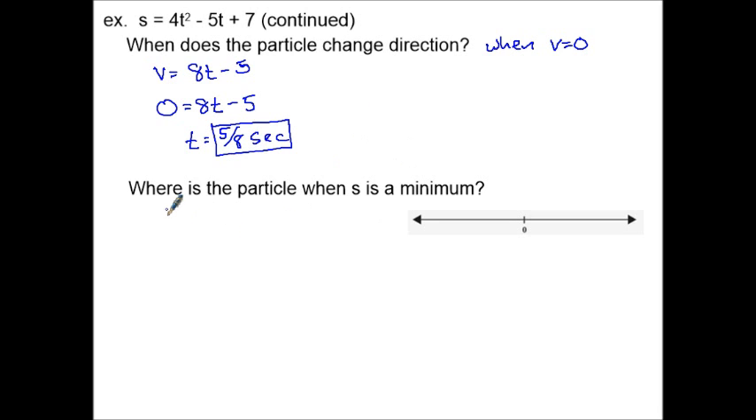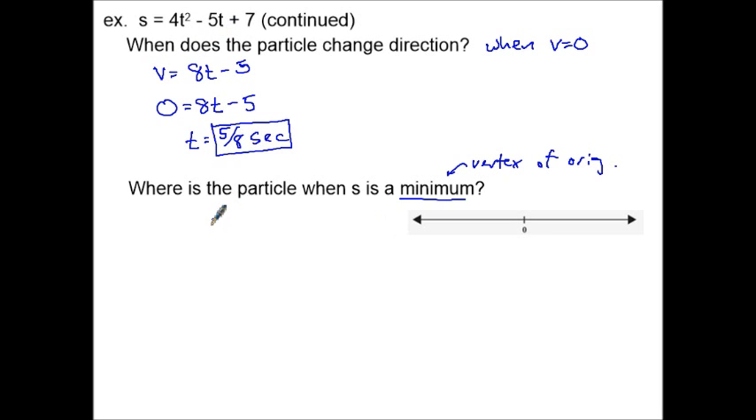Then if I want to know where the particle is when s is a minimum, I can use the fact that I know what this thing looks like if I were to graph it. Clearly it's a quadratic, so if I graph this, I'm going to have a parabola. Whenever I'm talking about parabolas, minimum or maximum values always happen at the vertex of the original function. So that's what I want to know now, the vertex. And believe it or not, we've already got half of it. Our 5/8 seconds is the x-coordinate, or in this case the t-coordinate, of the vertex.